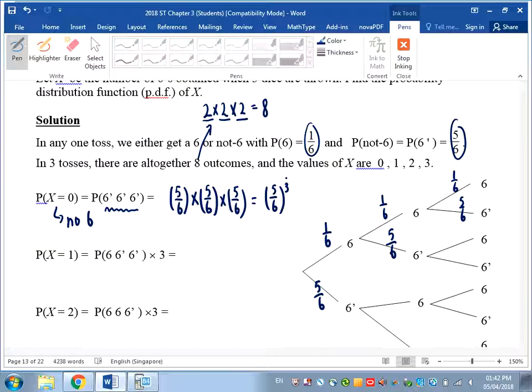Next, probability that X equals 1 means that I will have exactly 1 six. So I will have this 6, and then not a 6, not a 6. Let's try to find this first. For now, we ignore the times 3. The chance that my first throw will be a 6 is 1 out of 6. Second throw is not 6. Third throw is not 6. So I have 5 out of 6 squared.